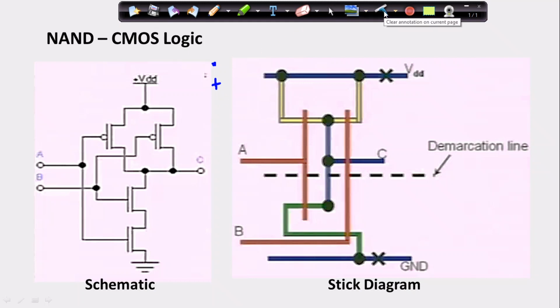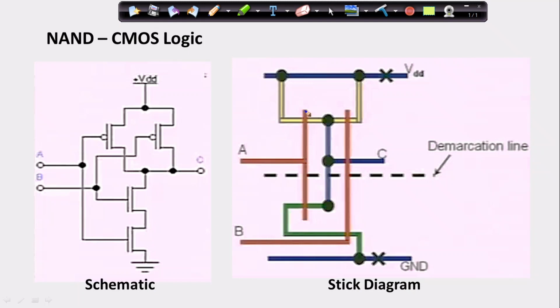This is what we had seen in module 2 when drawing our layouts, or when drawing a schematic for a much more complex Boolean equation. Since it is (A dot B) whole bar, our PMOS will be in parallel and then NMOS will be in series. Now this is the layout for our NAND gate.